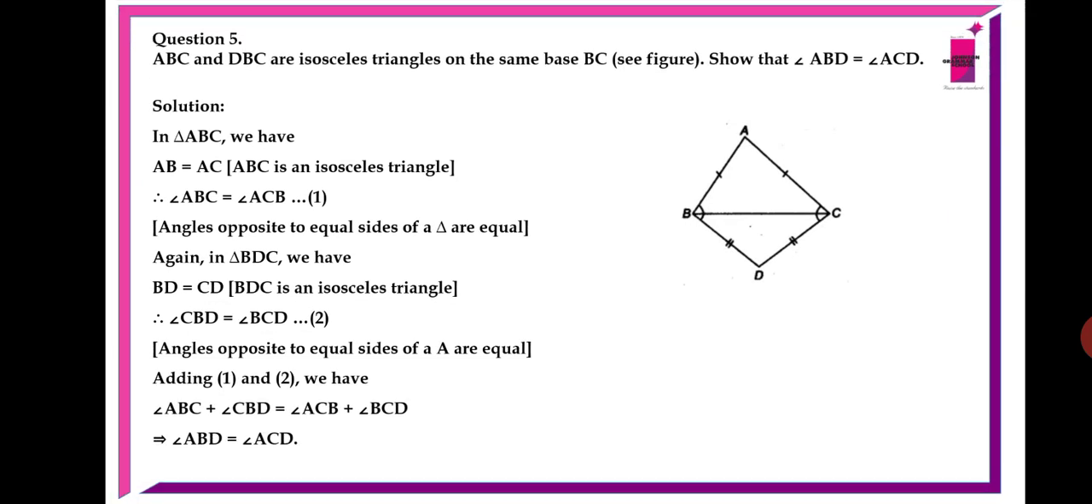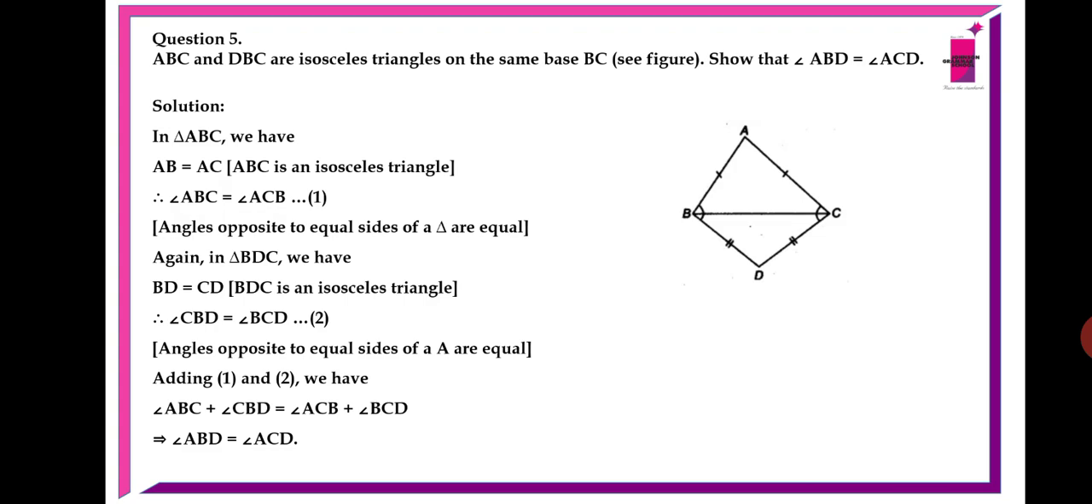Question number 5. ABC and DBC are isosceles triangles on the same base BC. Show that angle ABD equal to angle ACD. So in triangle ABC we have AB equal to AC. ABC is an isosceles triangle. Angle ABC equal to angle ACB, equation 1. Angles opposite to equal sides of a triangle are equal.